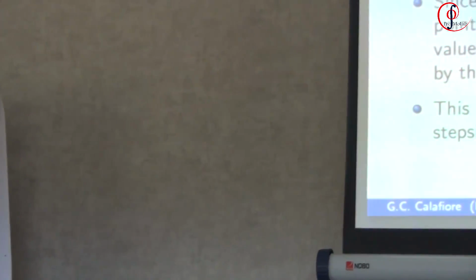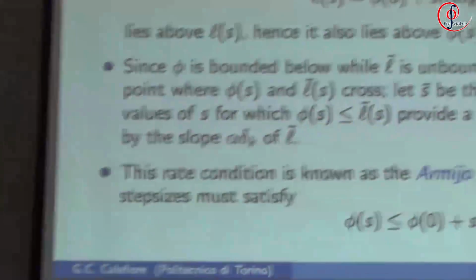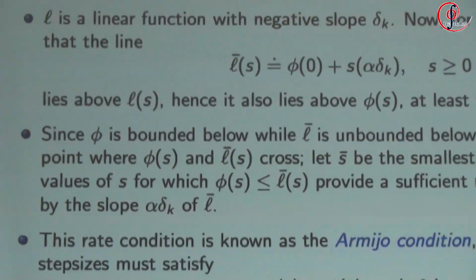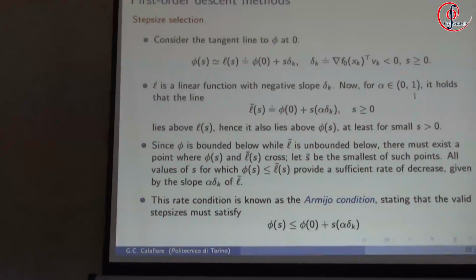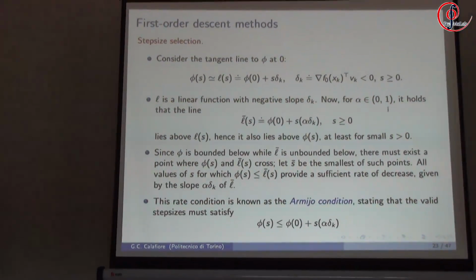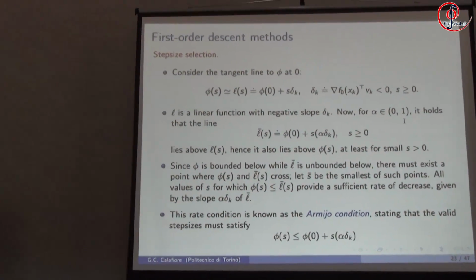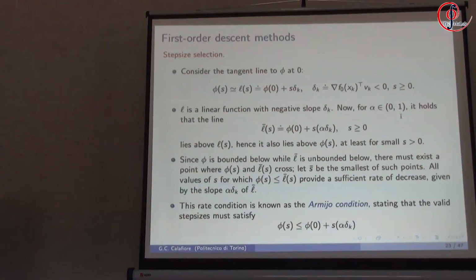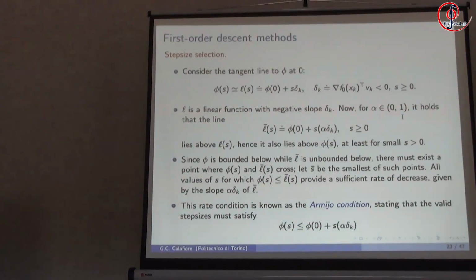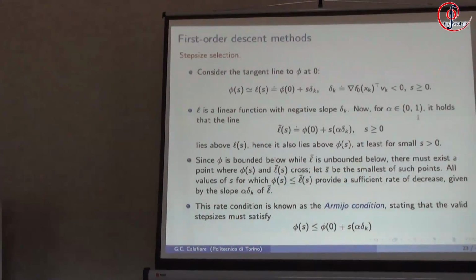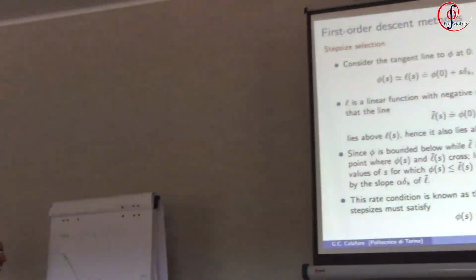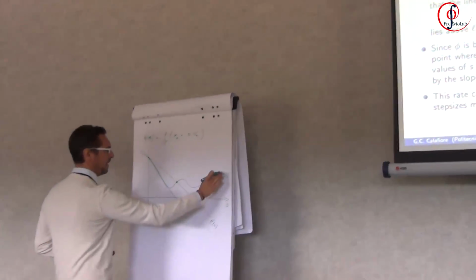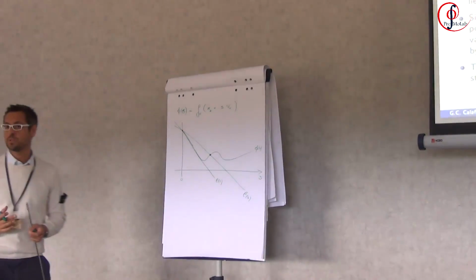Now, since phi is bounded below, while L bar is a line, so it's not bounded below, for sure there will be some point where the function phi and this line cross. Maybe more than one point, but at least one point. Let's say this point here. At this point, the line L bar and phi of s cross.